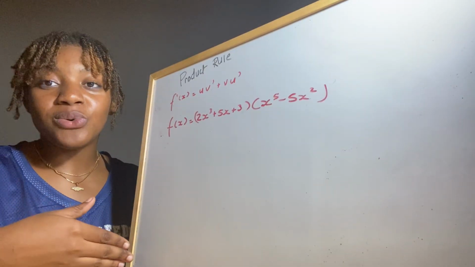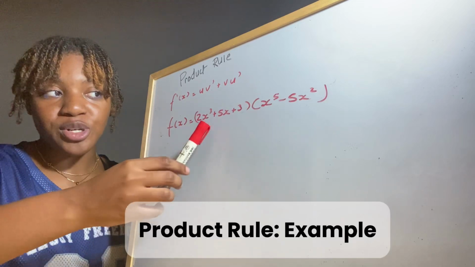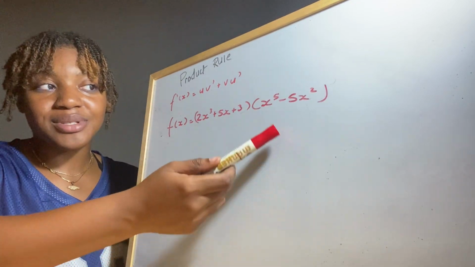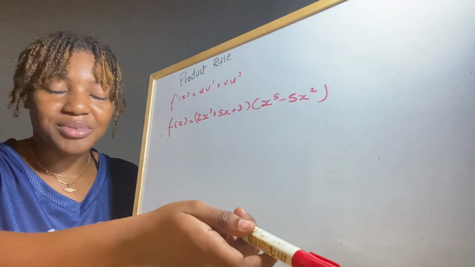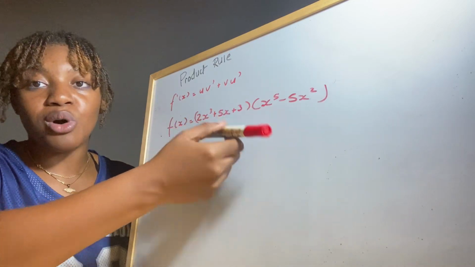We move on to another rule called the product rule. We use this rule when we have two expressions, for example, 2x cubed plus 5x plus 3 times x to the 5th minus 5x squared. So we have two expressions being multiplied.